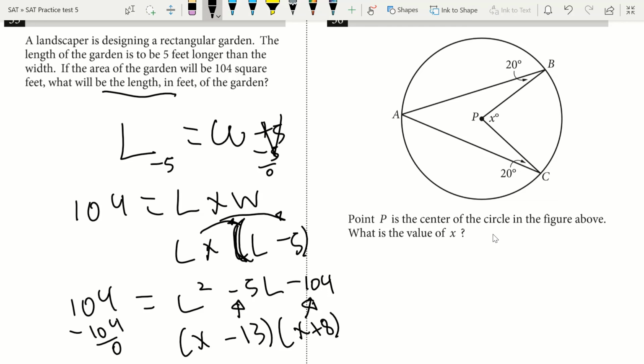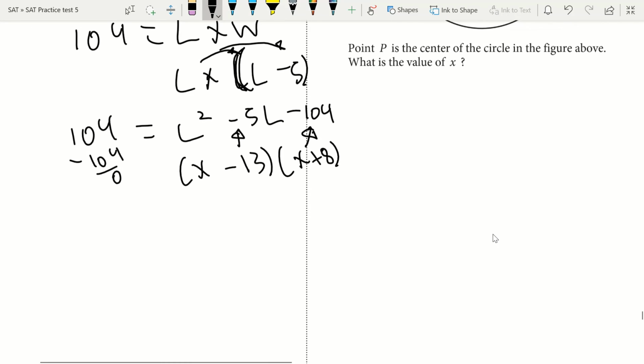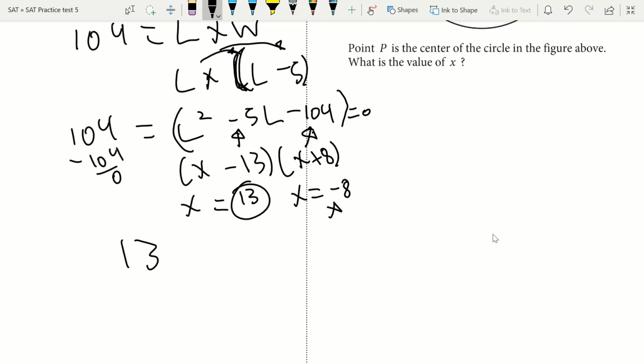Another way you could do it, you could use the quadratic formula. You could also take this equation here, right, that I'm putting in parentheses. You can set that equal to 0 if you wanted to, and then see where it hits 0 on your calculator, right, and then solve for L that way. But I did it this way, right, and now I can see x will equal 13 or negative 8, but we can't have a negative length then, right? We can't have negative length. So my answer then has to be 13 for the length.